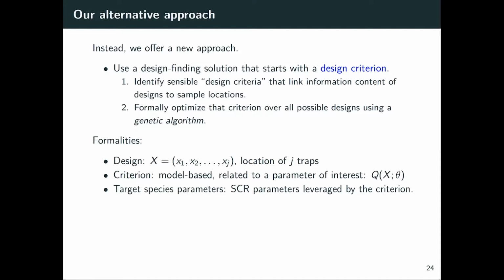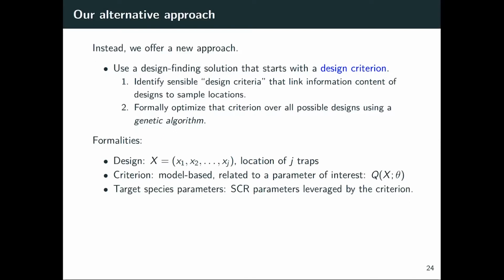And step two is we can formally optimize the criterion, again, that metric, over all possible designs using a genetic algorithm. And that's something that we'll describe in detail in the following slides, what the genetic algorithm actually is. So there are some formalities here.